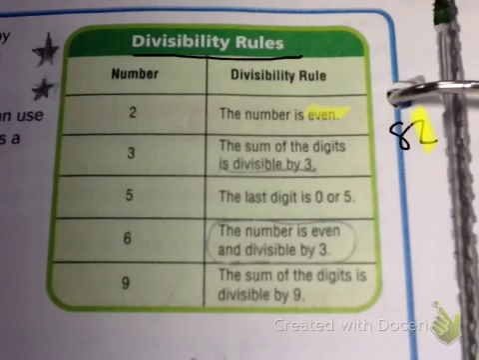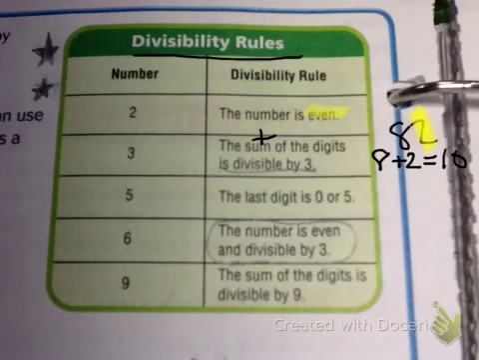Now, for it to be 3, you would have to have the sum, which is to add, of the digits divisible by 3. So if I still use 82, and I did 8 plus 2 equals 10, well, can anything times 3 equal 10? Or can 10 divided by 3 have no remainder? The answer is no. So 82 would not be divisible by 3.